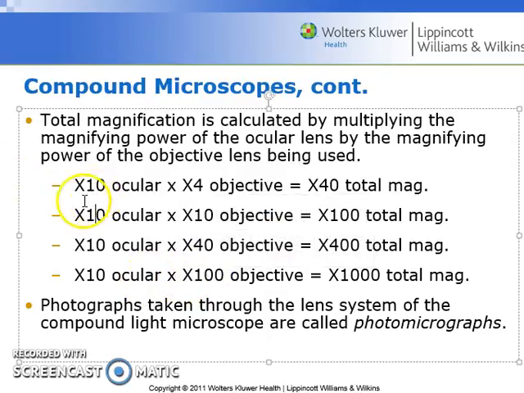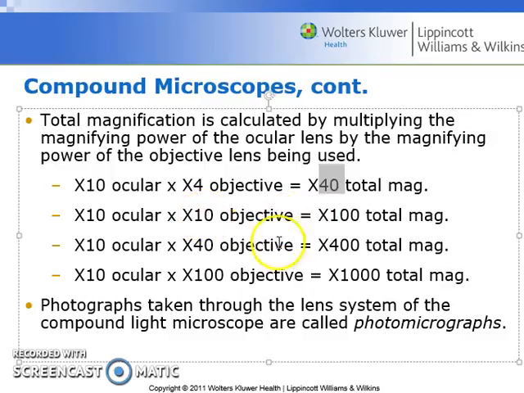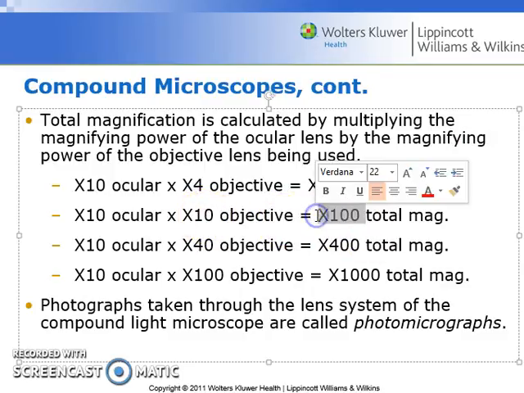So to find the total magnification of these lenses, you simply multiply the power of the objective lens times the ocular lens. And as I said, in most cases, the ocular lenses are going to be 10. So if you're using the 4x power, your total magnification would be 40x. If you're using the 10x power, your total magnification would be 100x.